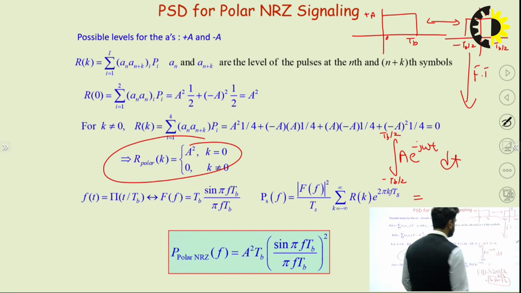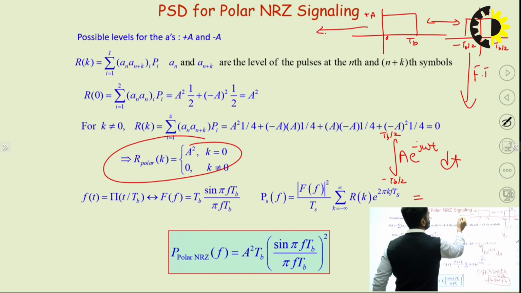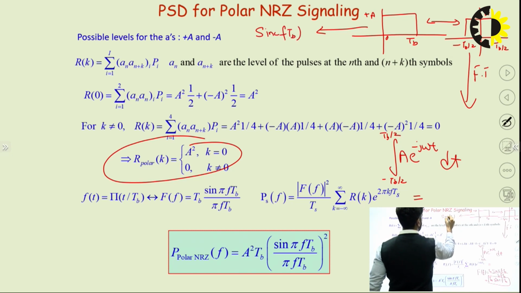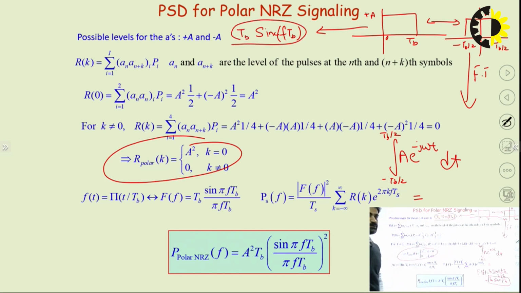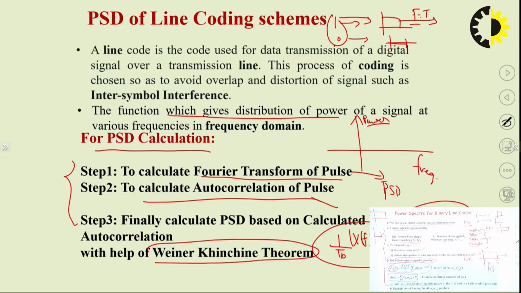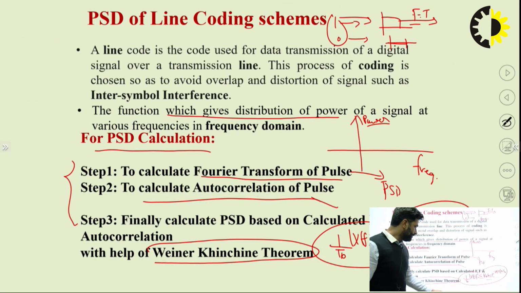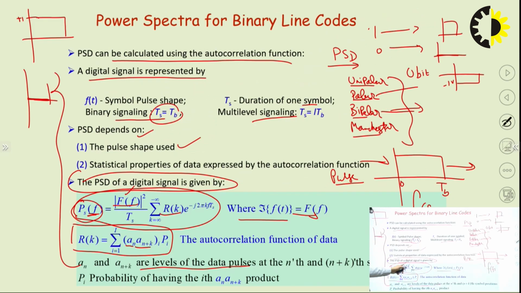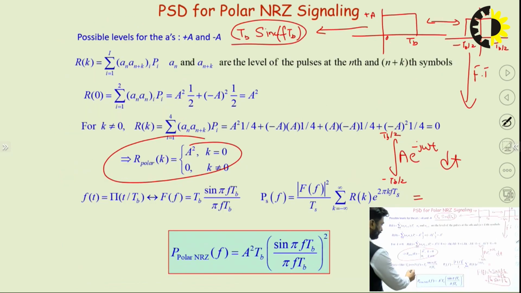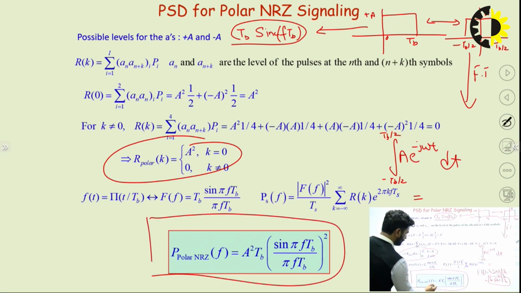This is the Fourier transform of this pulse. If we take the Fourier transform of this pulse, that is sinc. F(T_B) is the Fourier transform of the pulse. Now, we are applying the Wiener-Khinchin theorem. The formula for the Wiener-Khinchin theorem is |F(f)|² / T_S. T_S is our sampling time, that is equal to T_B. Now, it will come out A² T_B (sin(π f T_B) / (π f T_B))².